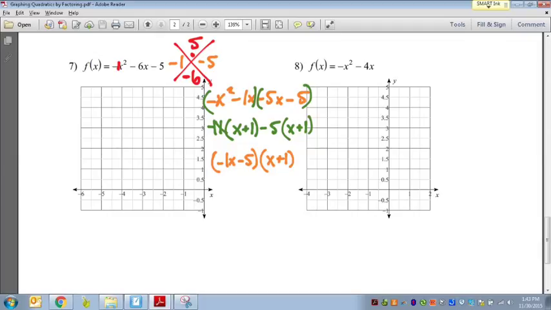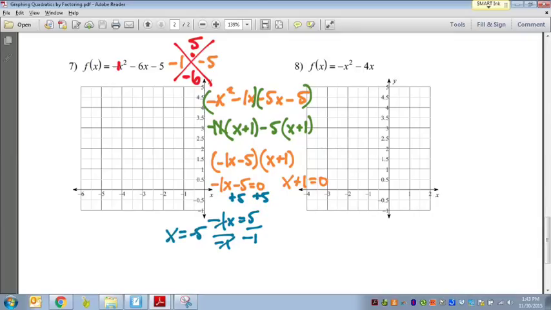Set each part equal to 0. So negative 1x minus 5 equals 0, and x plus 1 equals 0. Add 5. Negative 1x equals 5. Divide by negative 1. x equals negative 5. And subtract 1. x equals negative 1. So those are my two answers, x equals negative 5 and x equals negative 1. All right, so those are my x-intercepts.